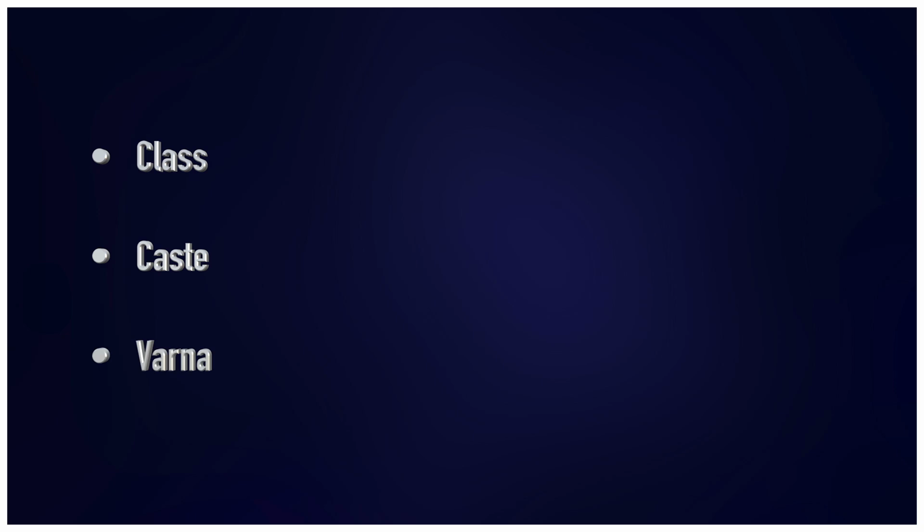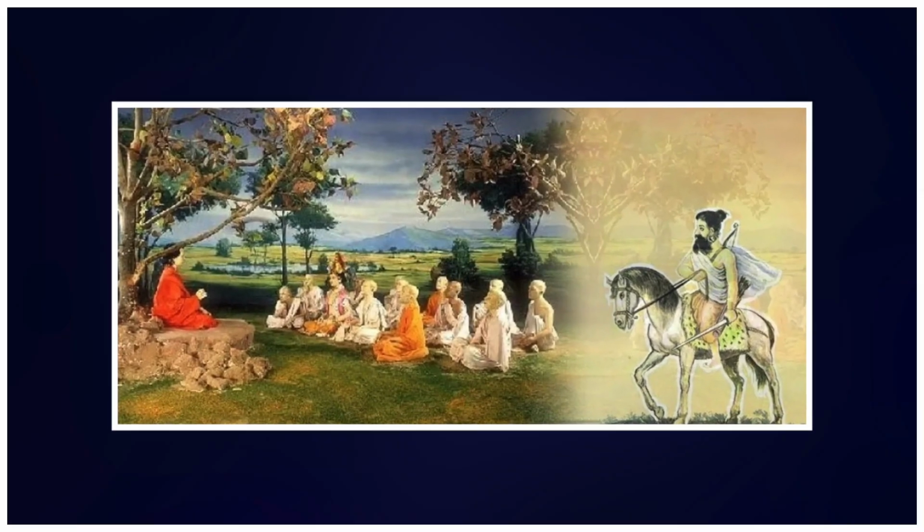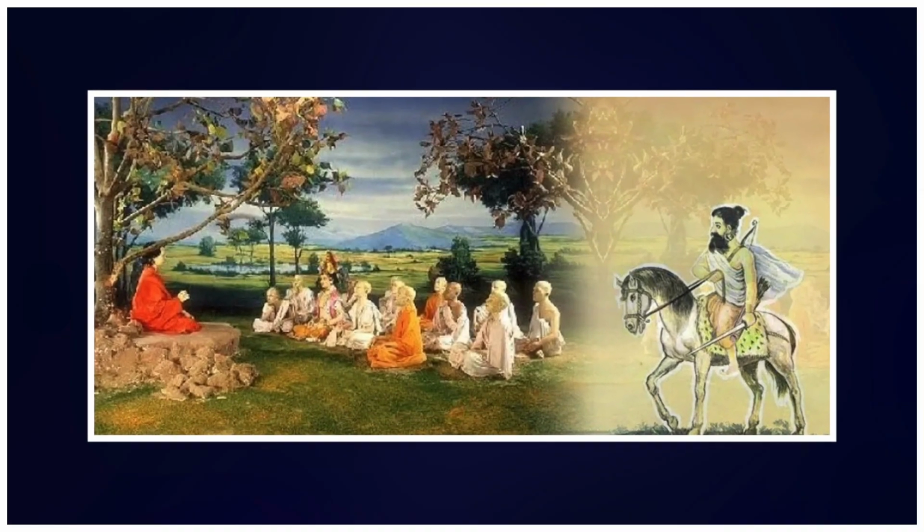Hypogamy or pratiloma marriages. It is a type of marital practice in which a man of a lower class, caste or varna marries a girl of a higher class, caste or varna. Such cases of Shudra-Aryan connections are also recorded in our Vedic texts.